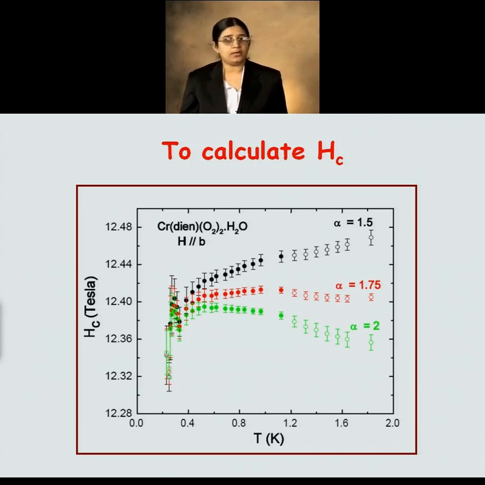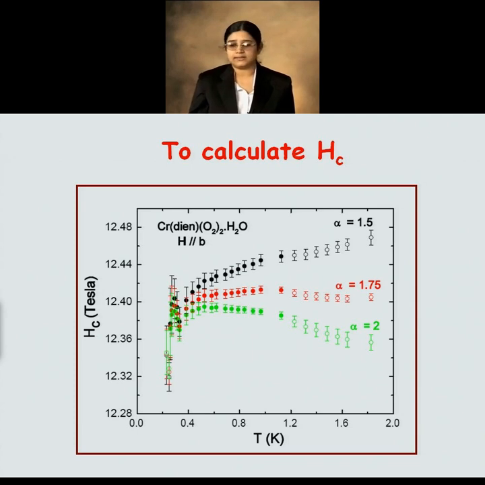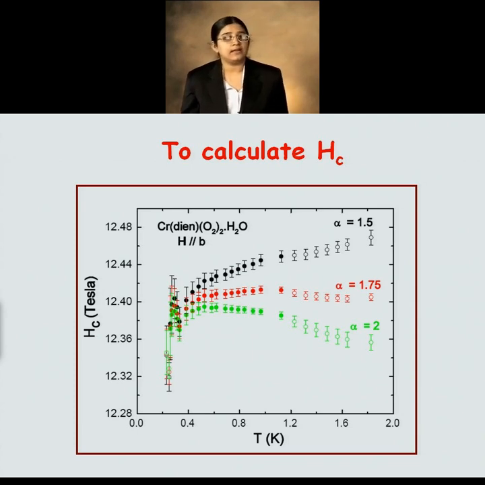And here we plot the Hc, that is the critical field, versus the transition temperature for different values of alpha. We took alpha equal to 1.5, 1.75 and 2. The data shown by the solid circles was used for further analysis, because as you can see, the data beyond 1.2 Kelvin starts deviating from the linear behavior at low temperatures.